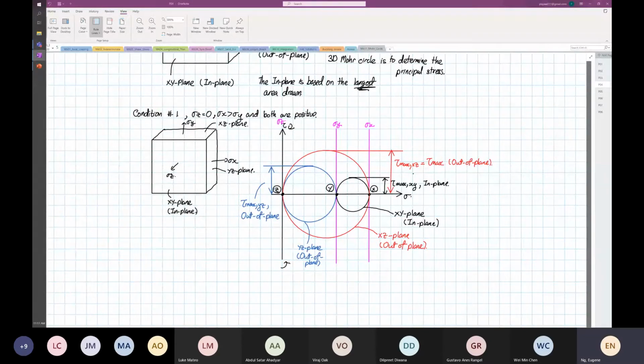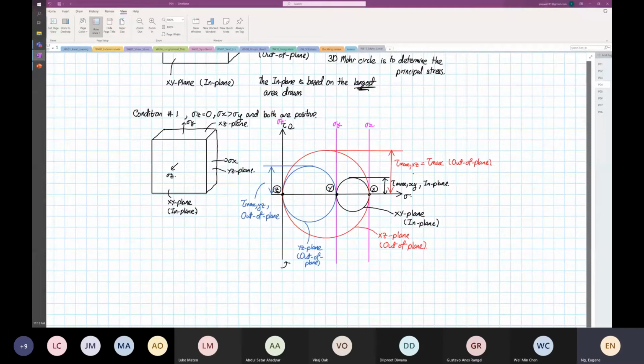In 2D Mohr circle, we only know what? In plane. I'm trying to teach you all the fundamentals of Mohr circle. I use 2D. Now you see 3D. In terms of application, you realize that the in plane does not have the maximum shear stress now. It is the out of plane.